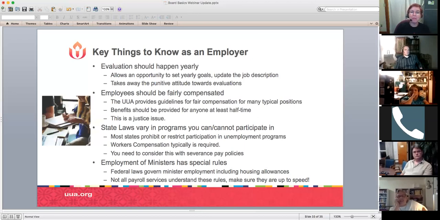Also, the employment of ministers has special rules. Federal laws govern minister employment. They're considered self-employed, they get housing allowances, and I can speak from personal experience that not all payroll services understand these rules. So before you contract with a payroll service, please make sure they know how to handle ministers as a special exception.